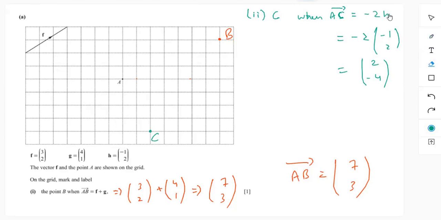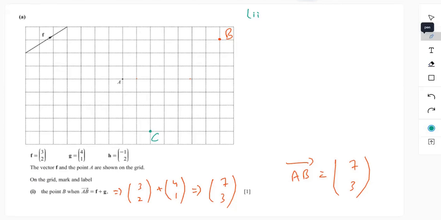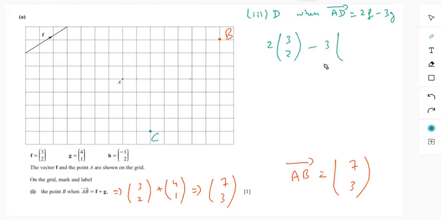Okay. Now finally, you have to mark and label another thing. And the third part of this, third part में वो कहता है the point D. That's very similar as well. So आपने point D mark करना है when AD is 2F minus 3G. Okay. Again, what we have to do is we just evaluate that thing. 2F minus 3G क्या आएगा? That's 2 into (3, 2) minus 3 into (4, 1).